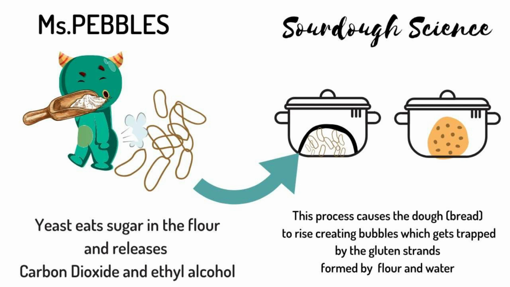Now this carbon dioxide is what causes the bread to rise, but it gets trapped. Where does it get trapped? It gets trapped between the gluten strands formed. And who forms the gluten strands? It is formed by the flour and water. So now you see how everything is interrelated.